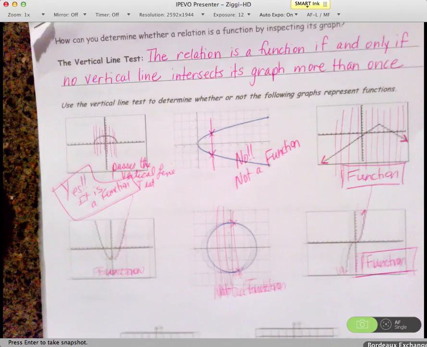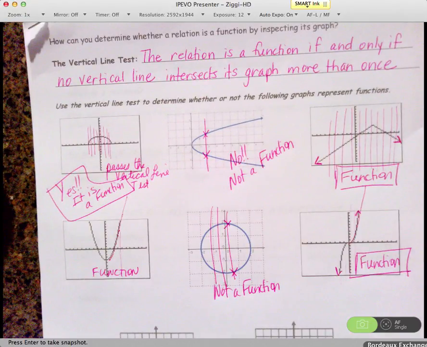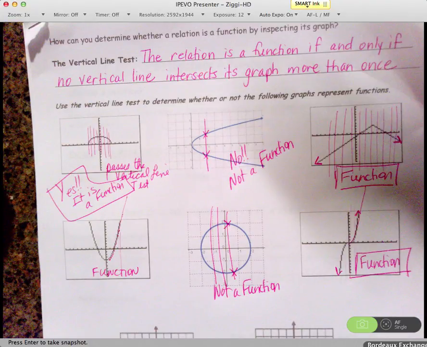Now I'm going to put you to the test and ask you to decide if the following two on your paper are functions.